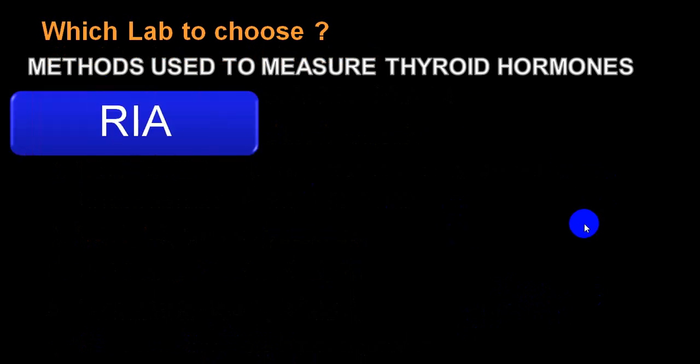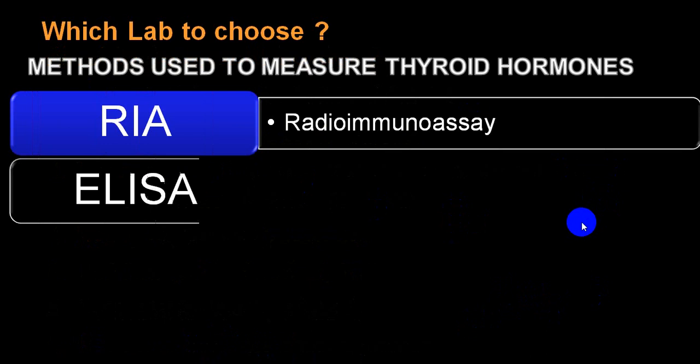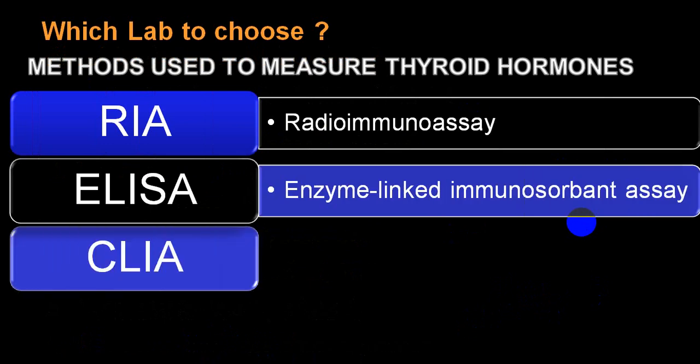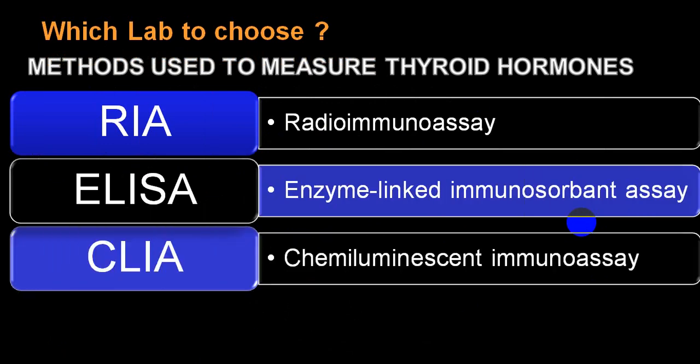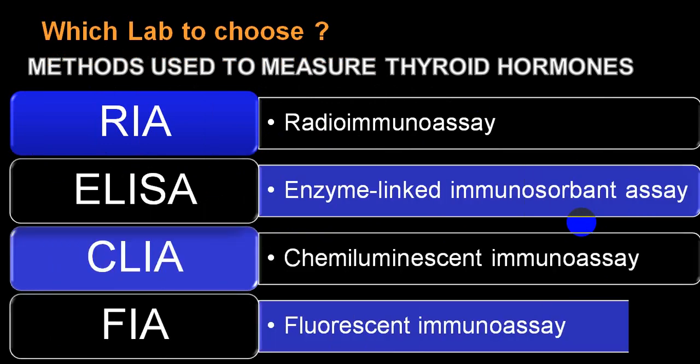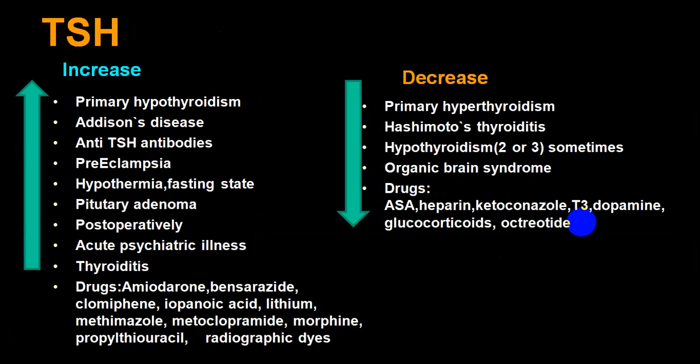Laboratory methods we have already mentioned: RIA method, radioimmunoassay, ELISA method, or chemiluminescent immunoassay or fluorescent immunoassay, etc. There are a good number of conditions which will increase TSH and a good number of conditions which will decrease TSH, which can sometimes be non-thyroid disorders also.